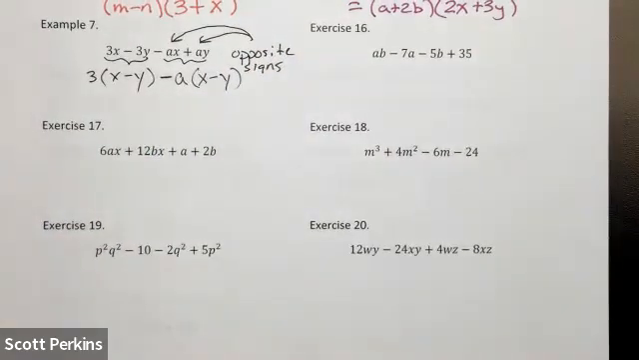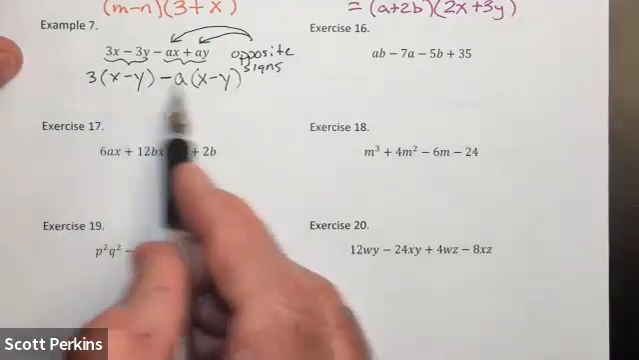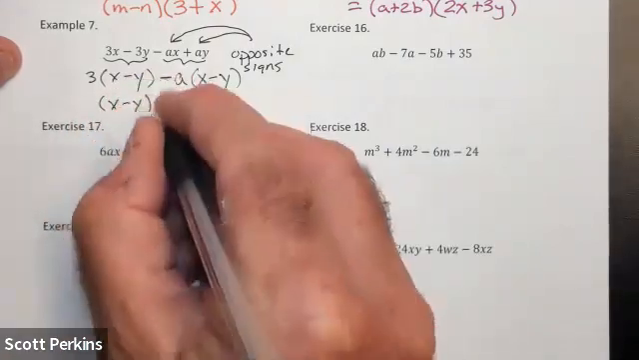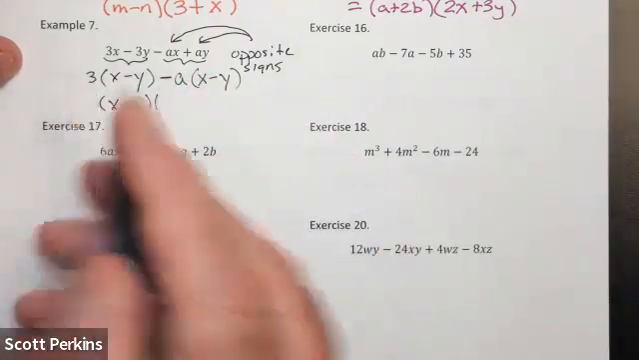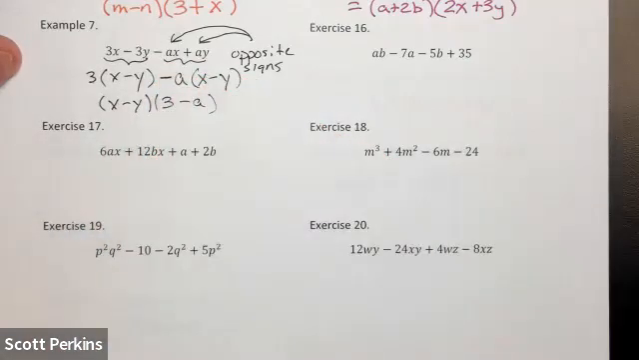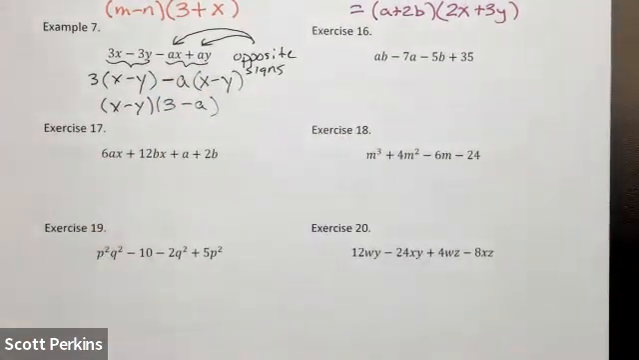And then again, the clue to me that I did this right and I got my signs right is because I have the exact same thing in parentheses, which I can now factor out. And then when I do that, I've got a 3 left from the first term and then a negative a left from the second term. And there we go.